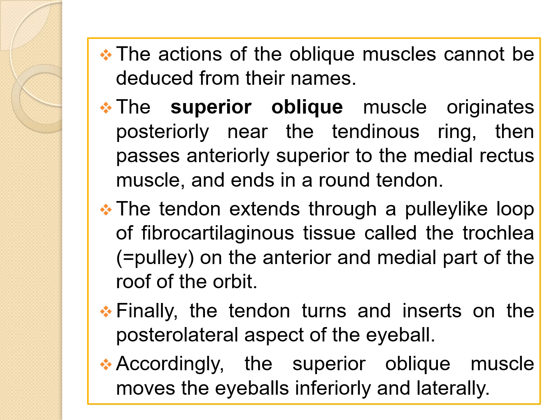The actions of the oblique muscles cannot be deduced from their names. The superior oblique muscle originates posteriorly near the tendinous ring, then passes anteriorly superior to the medial rectus muscle and ends in a round tendon. The tendon extends through a pulley-like loop of fibrocartilaginous tissue called the trochlea on the anterior and medial part of the roof of the orbit. Finally, the tendon turns and inserts on the posterior lateral aspect of the eyeball. Accordingly, the superior oblique muscles move the eyeballs inferiorly and laterally.